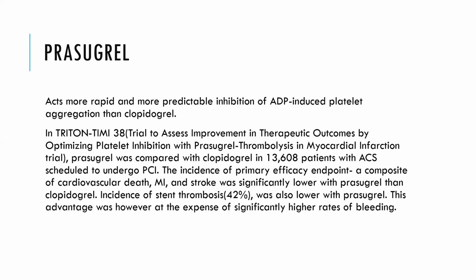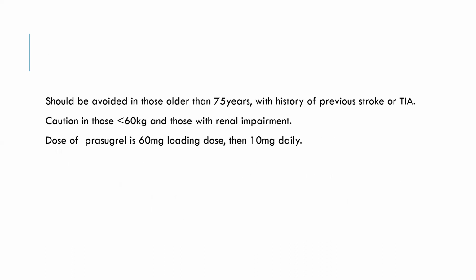So in that study, the incidence of the primary efficacy endpoint, a composite of cardiovascular death, MI, and stroke, was lower with prasugrel compared with clopidogrel. Stent thrombosis was also lower, but at the expense of higher rates of bleeding. That's why it has to be used when there's a clear indication for it. There are some contraindications to prasugrel, which we have to know.